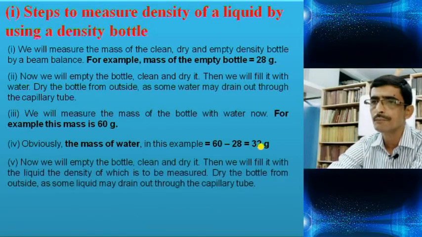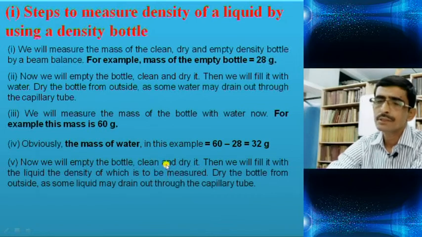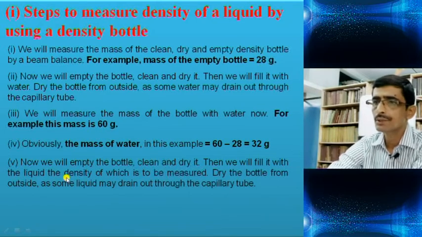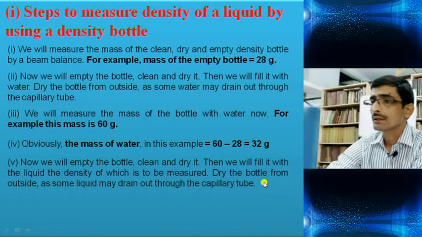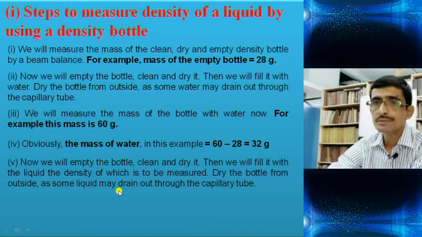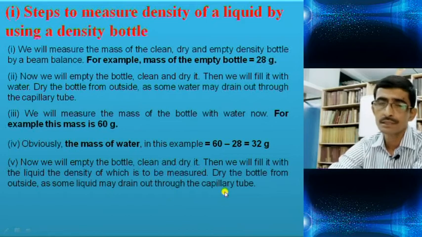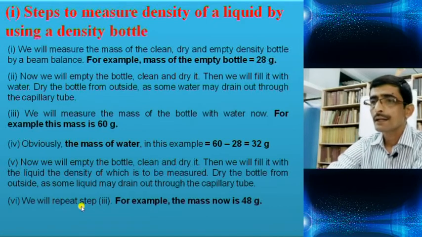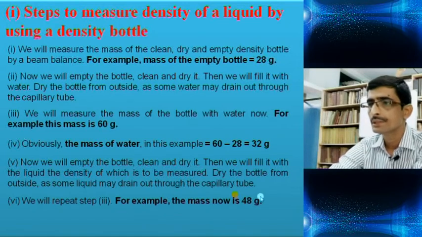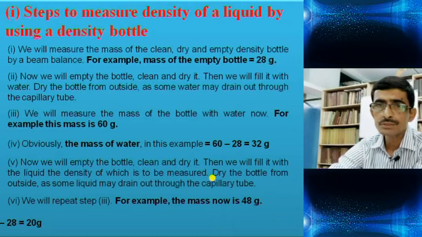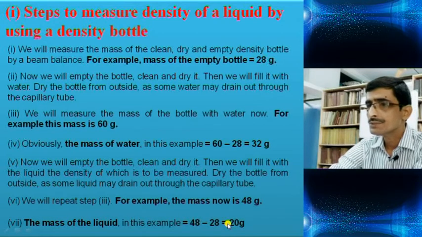Again we will empty the bottle, clean and dry it. We will fill the bottle with the liquid, the density of which we are going to measure. Now again we will dry the bottle from outside if some liquid drains out through the capillary tube. Again we will measure the mass of the bottle with that liquid. Suppose that is 48 gram. Now the difference between 48 gram and that 28 gram is the mass of the liquid. So the calculation is 48 minus 28.